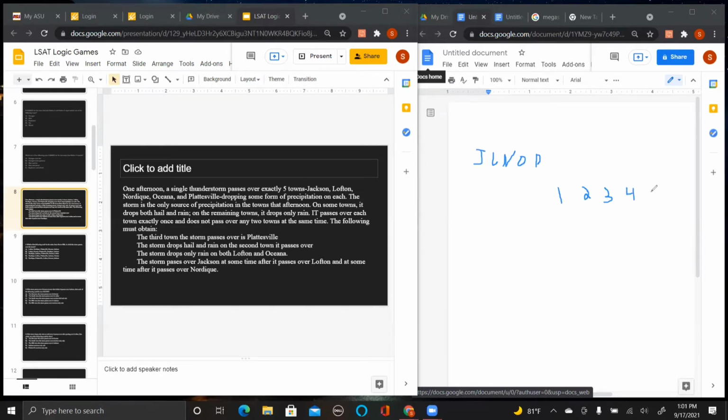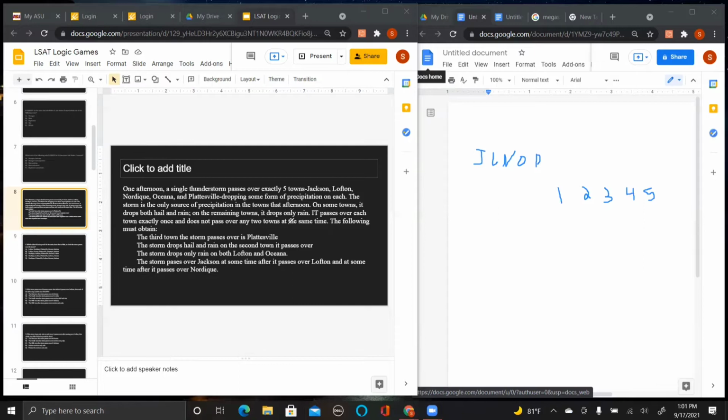So there are 5 towns and they will be in an order. We don't have to worry about numbering this time because 5 and 5, we're just putting them in an order. So on some towns it drops both hail and rain. So we have a second variable here. So it's not just ordering. You have to also find which ones get hail, right? It says it drops hail and rain on some, and on others it drops only rain. So these all get rain. Every single one will get rain because the only 2 options are hail and rain or just rain. So the only question is whether they get hail or not.